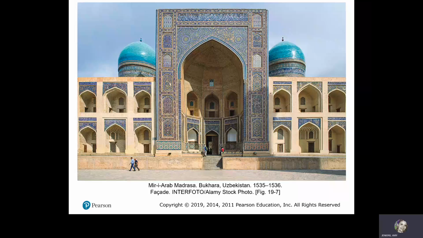Mir-e-Arab Madrasa, Bukhara, Uzbekistan, 1535 to 1536. This is the building's facade.